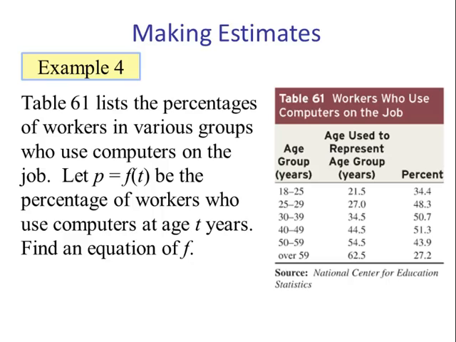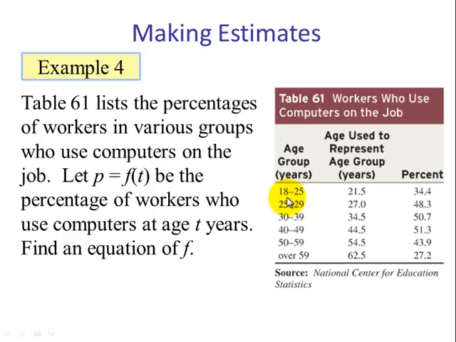Example 4. Table 61 lists the percentages of workers in various groups who use computers on the job. Let P equal f of t be the percentage of workers who use a computer at age t years. Find an equation of f.